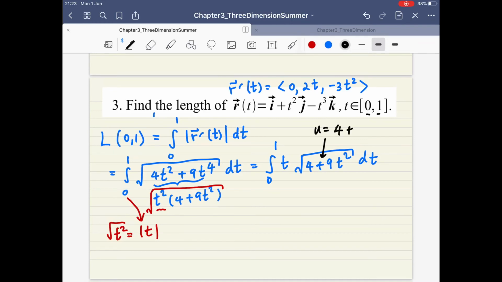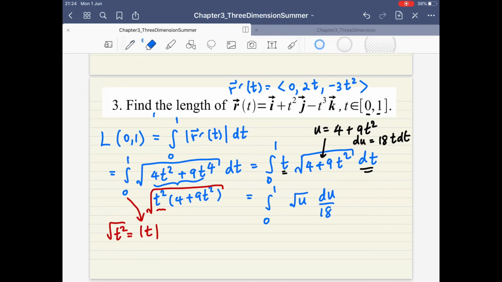So right now you can let the function inside the square root be your u, and then your du will be 18t dt, which is waiting for you here. So you got the integral from 0 to 1 of square root of u du over 18. And if you really want to make it right, then this is not really 0 to 1, because as your t is 0, you got your u to be 4, so this is u equal.